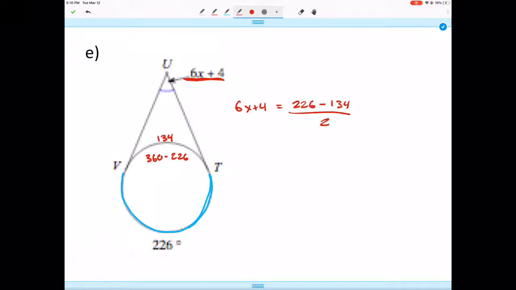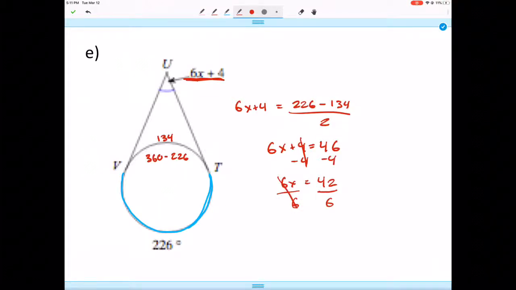226 minus 134 divided by 2. So that gives us 6x plus 4 equals 46. We would subtract 4 from both sides and get 6x equals 42. Then we would divide both sides by 6, and that would give us x equals 7.